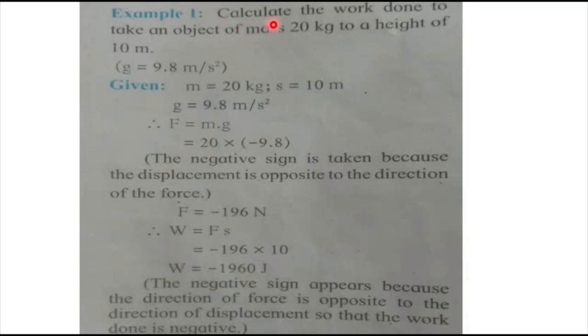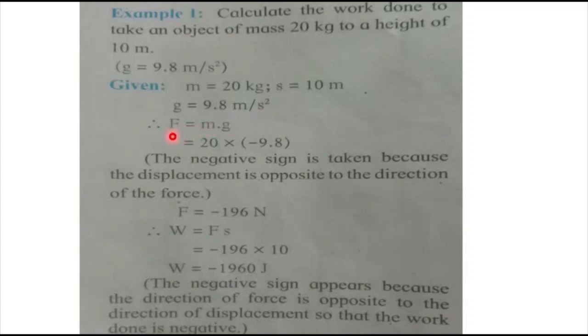Example 1. Calculate the work done to take an object of mass 20 kg to a height of 10 meter, and take acceleration due to gravity g equal to 9.8 meter per second square. Now let us write first the given. Mass 20 kg is given. Hence write small m, mass is equal to 20 kg, and height of object is 10 meter. So s is equal to 10 meter and g is equal to 9.8 meter per second square.